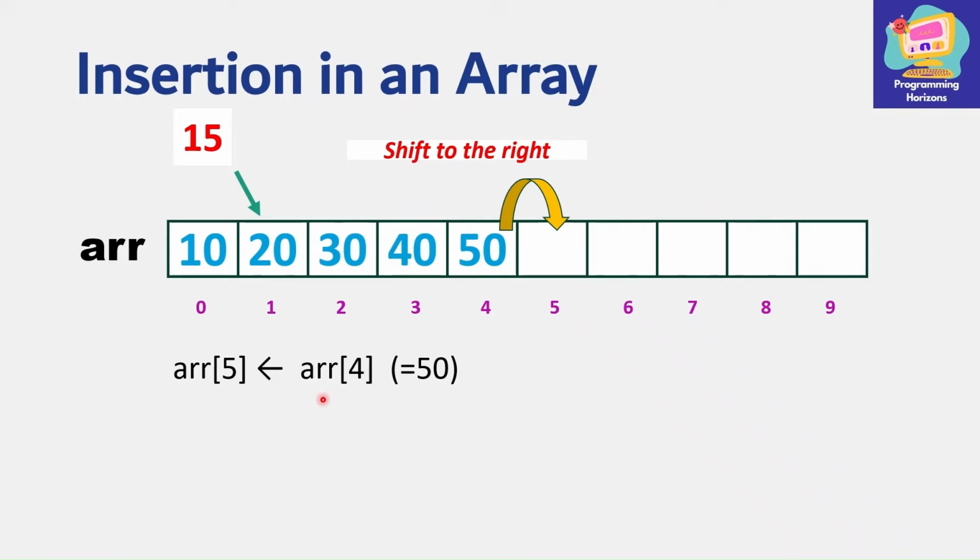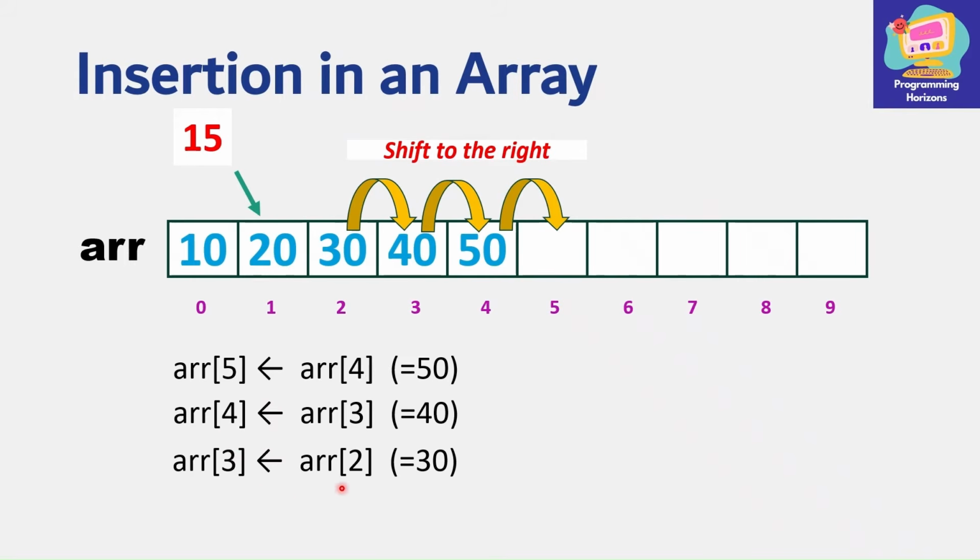So basically I am shifting 50, which is stored at index 4 in the array, to index 5 because that is the empty position. Once that is done, I will shift 40 to index 4. So 40 is at index 3 and I will have to shift it to index 4. Similarly, I will shift 30 to index 3 and 20 from index 1 to index 2.